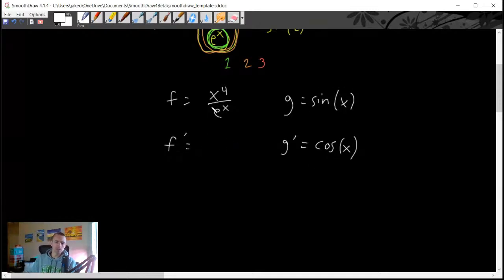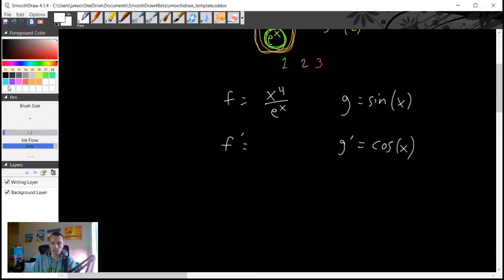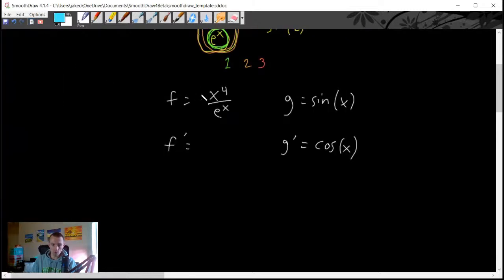But now to find the derivative of x to the fourth divided by e to the x, we actually have to use the quotient rule, because now we're finding the derivative of some function divided by some other function. So let's just create our own side problem out of this. Let's say we're going to now find the derivative of y equals x to the fourth over e to the x. Well, that is going to use quotient rule.